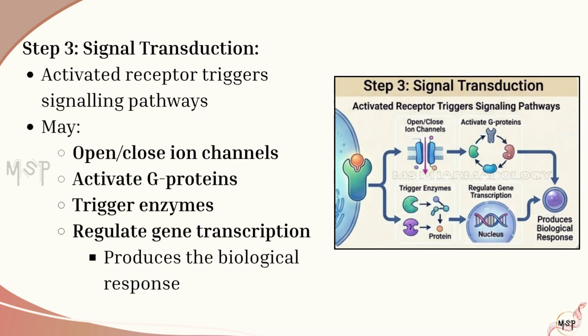Step 3. The receptor now activates signaling pathways. This can be explained by modern receptor theories, like the two-state model or the ternary complex model. This can happen in several ways. It may open or close ion channels, activate G proteins, trigger enzymes, or even regulate gene transcription. This step is where the actual biological effect is produced.